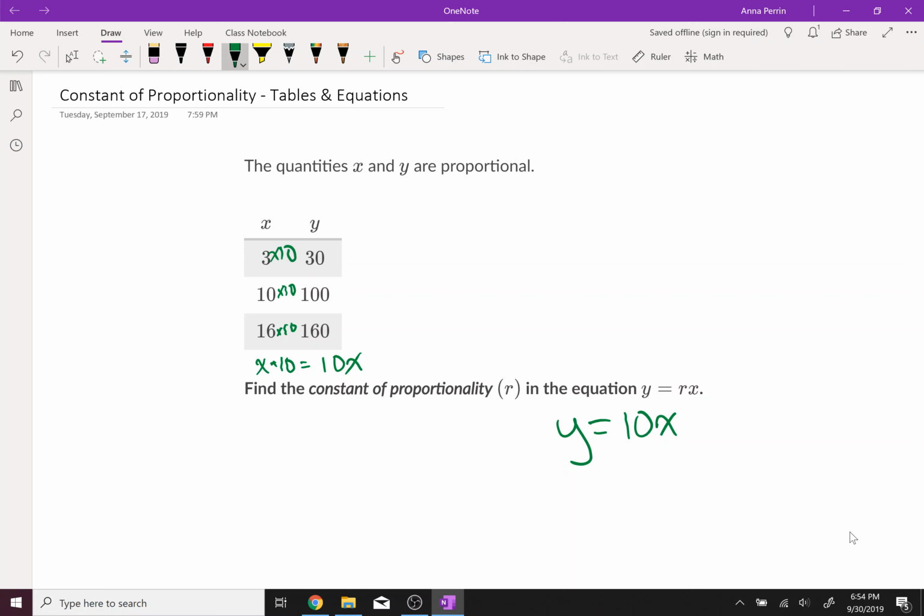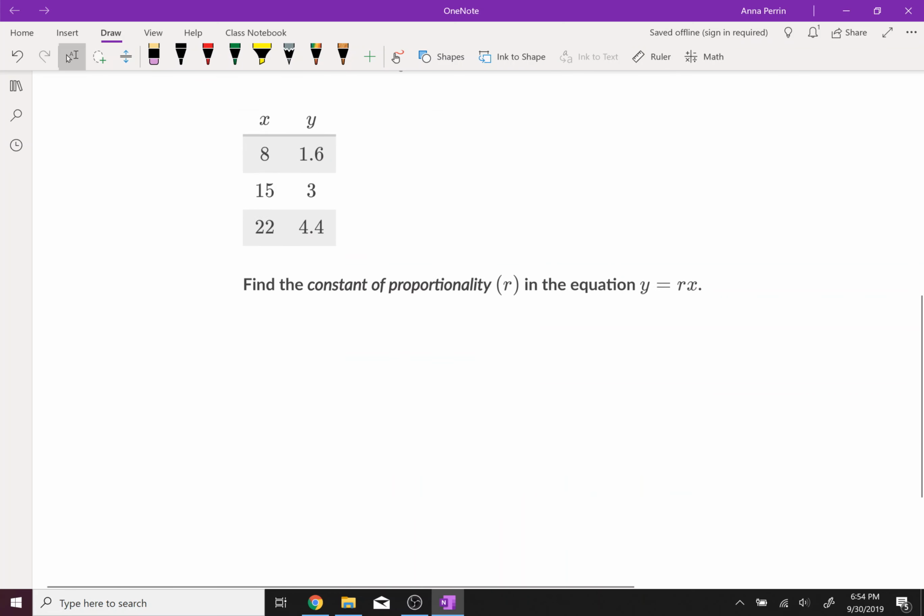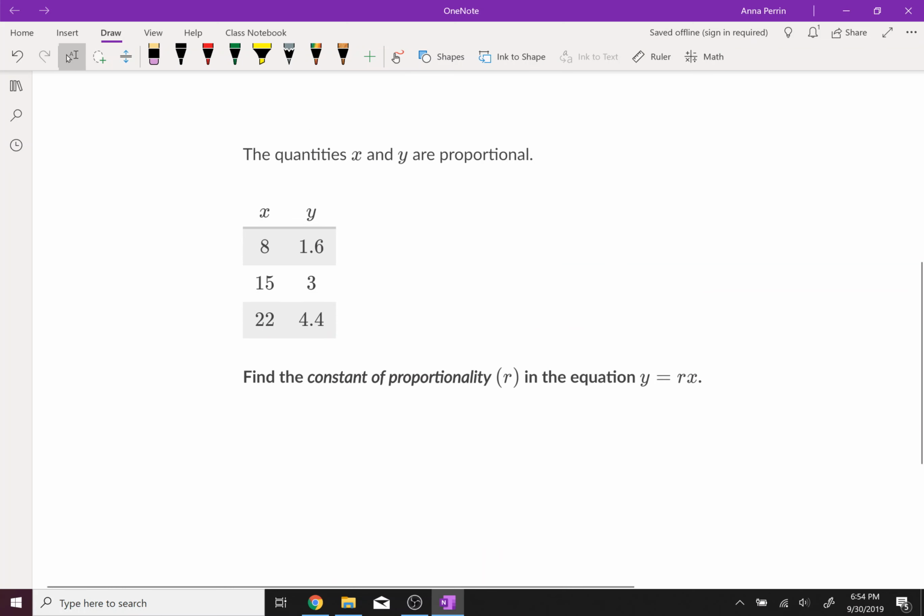Sometimes, however, the numbers aren't quite as nice to us, and they're not necessarily as immediately obvious. Like in this problem here. It's telling us that the two quantities are proportional, which means that there is definitely that multiplier, that constant of proportionality. But because it's not immediately obvious, we have a few different strategies that we can use. The one that I like to use most is finding that value in the table.